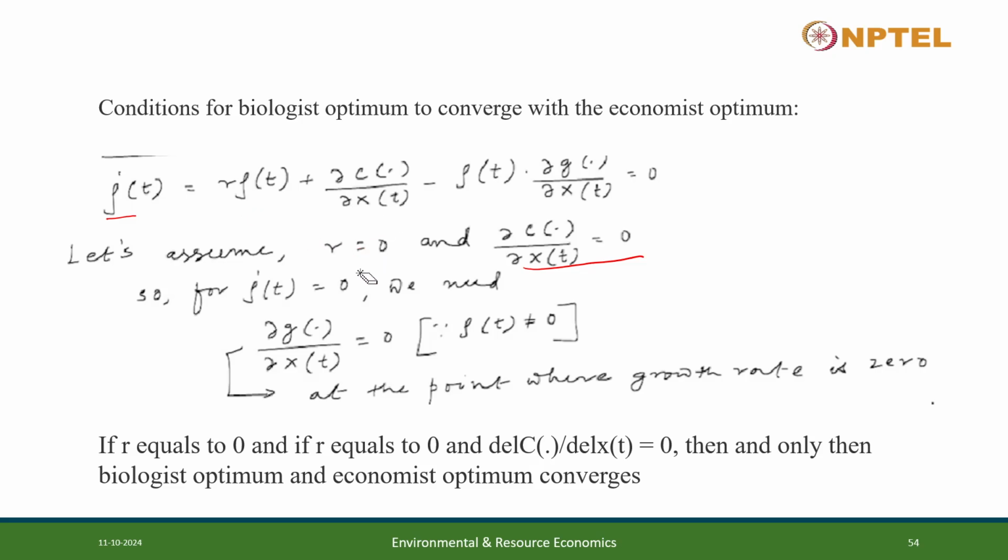So now if I have to make rho dot t equal to 0, then my rate of this should be 0 since this shadow price is not 0. This whole term should be 0, and this growth term should be 0 since rho dot t is not equal to 0. So we get three conditions. If r is equal to 0 and del c by del xt is 0, then and only then we get the biological optimum and economic optimum converging.